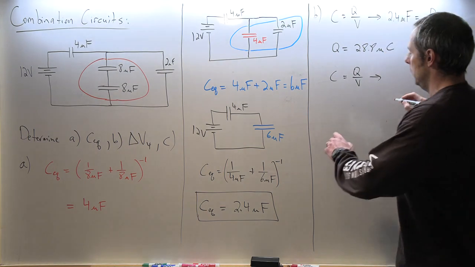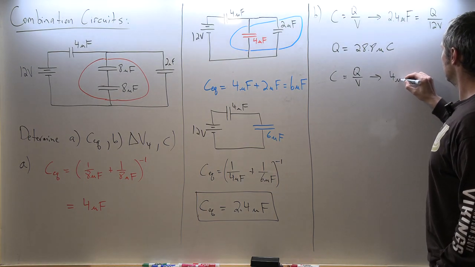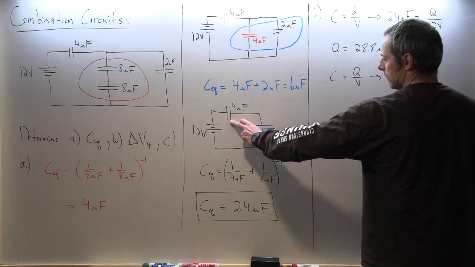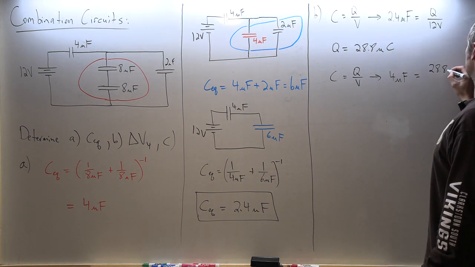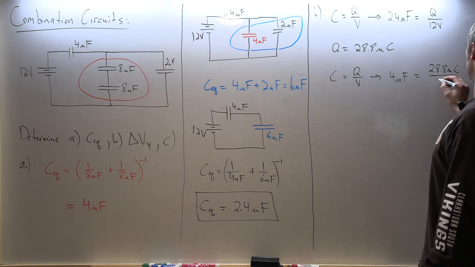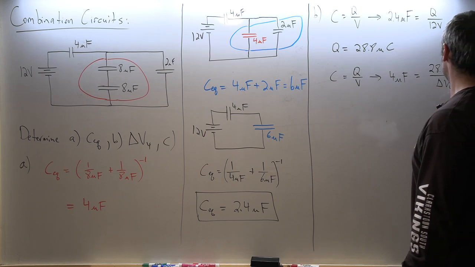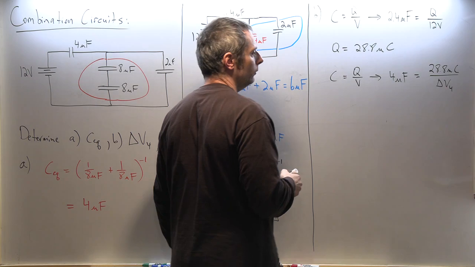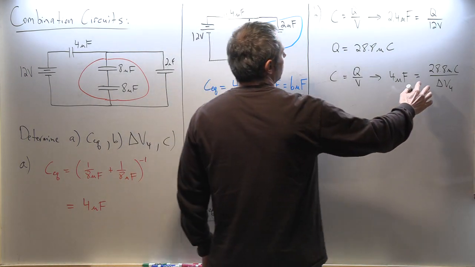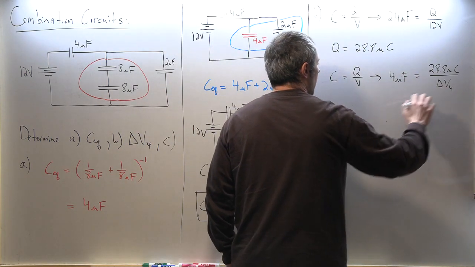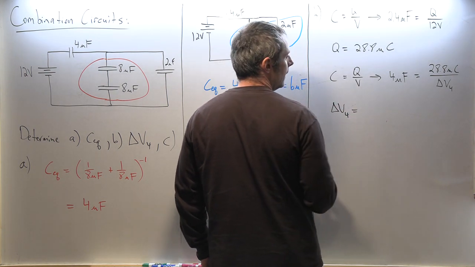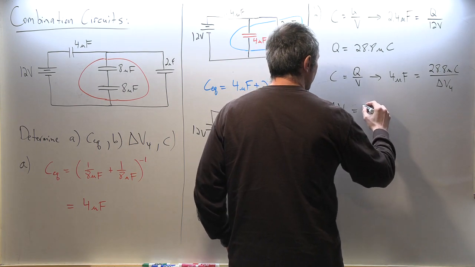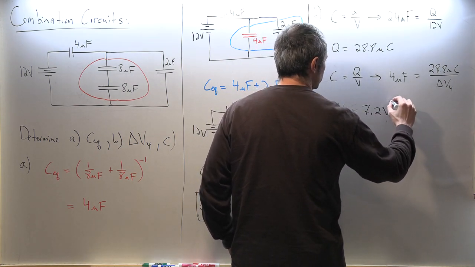And we have 4 microfarads right here that accepted 28.8 microcoulombs. What is the delta V, or the voltage? You don't need the delta. Again, you could say voltage 4. Multiply the V to the other side, divide by 4, and you get the voltage here is equal to 7.2 volts.